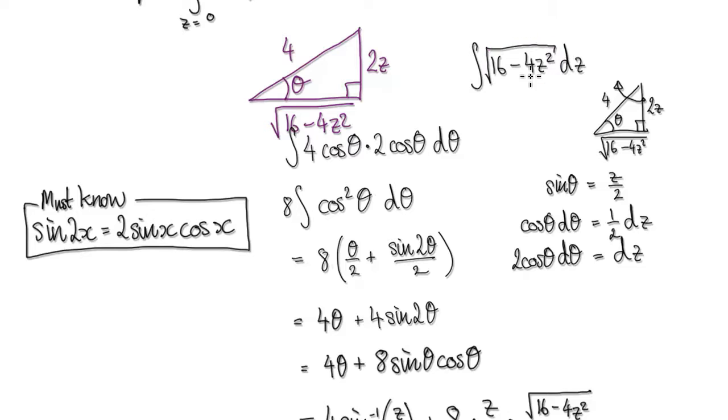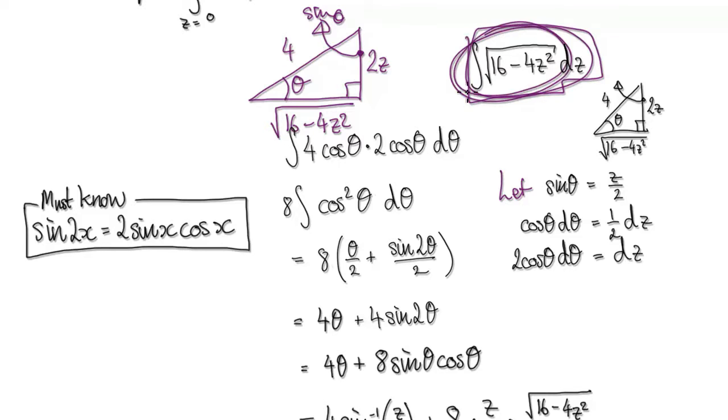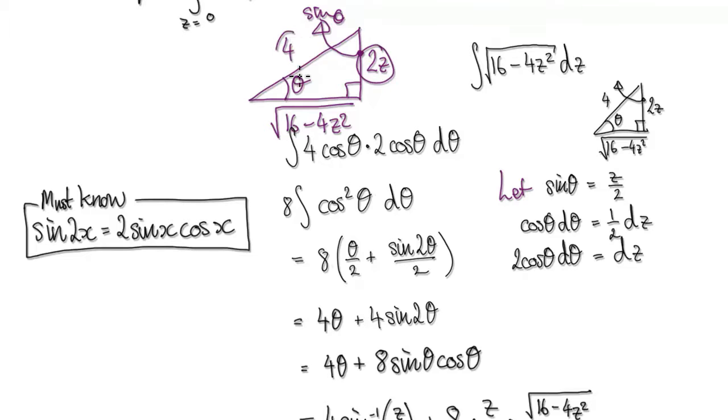So if you let sine theta, so this is sine here. Basically now I'm just trying to show you how you can integrate this. We've done this in calculus 2, so I'm just showing you how to integrate this. So sine theta equals 2z over 4, which is this thing here, and then differentiate both sides. That will then give you dz equals this thing here.